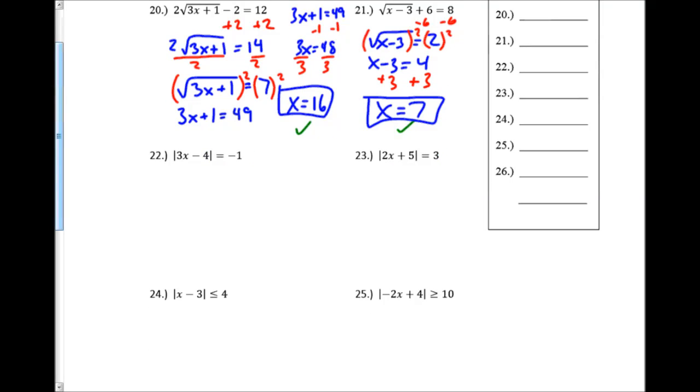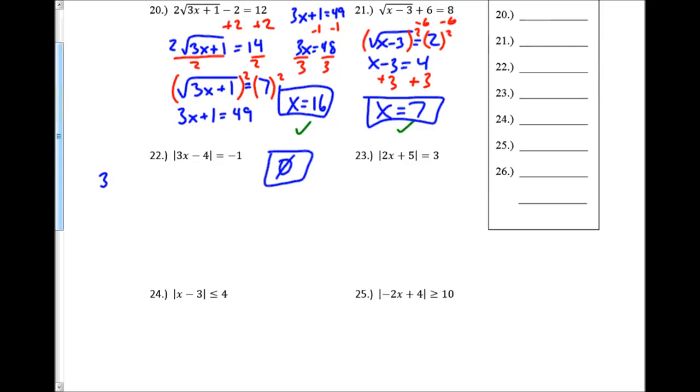If I take a look at number 22 right away, I have the absolute value equals a negative, which should raise red flags. That should cause us to pause for a moment, because the absolute value can't equal a negative. So right away, I know this is no solution. And that's really all the further I should go with it.